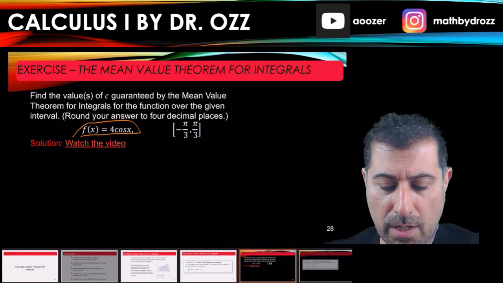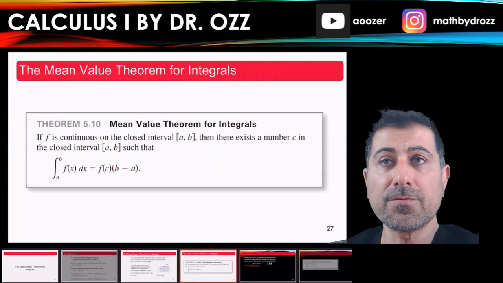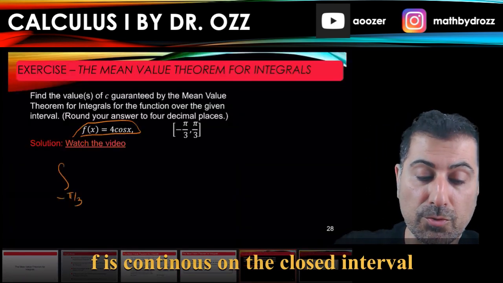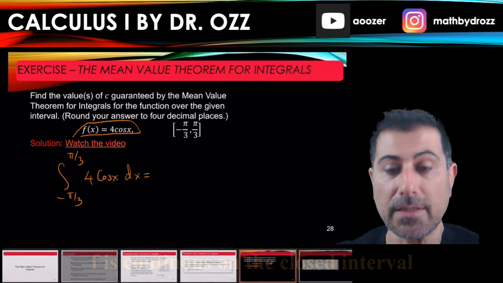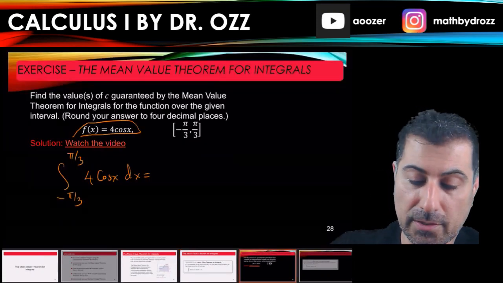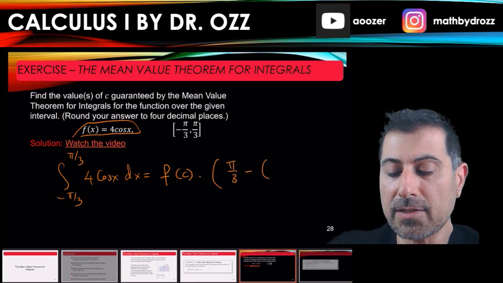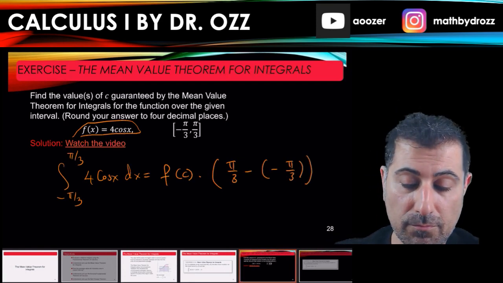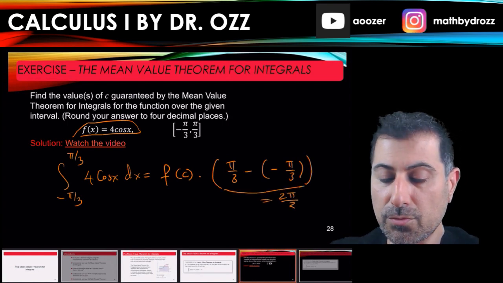Okay, so let's go back to the mean value theorem. It says the integral of f from a to b dx, so here we go, the integral from minus pi over 3 to pi over 3 of 4 cosine x dx is equal to f of c times b minus a. Let's check that out: f of c times pi over 3 minus negative pi over 3. So in other words, this is equal to 2 pi over 3.